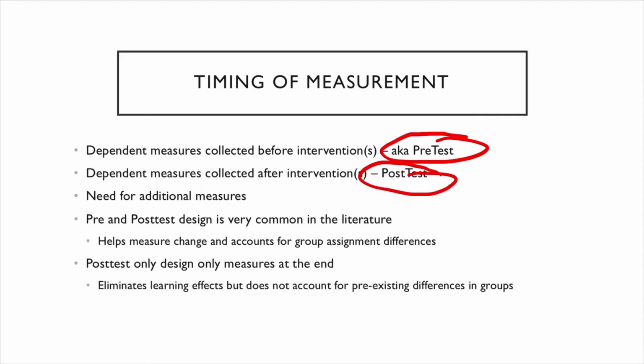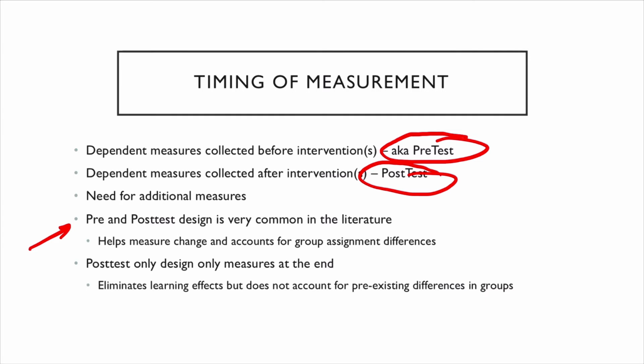So one common design we see is a pre- and post-test design. That's very common in the literature, very common in our field. And that's, again, where we do a pretest before we do something to the subjects, we do a treatment, and then we do a post-test. That helps measure the change and account for differences in group assignments. So again, if I do happen to have people that are fast in one group and slow in the other, and then I measure them after a treatment, by doing a pretest and a post-test, I'm looking at the difference in their measures from before and after, as opposed to just the difference.